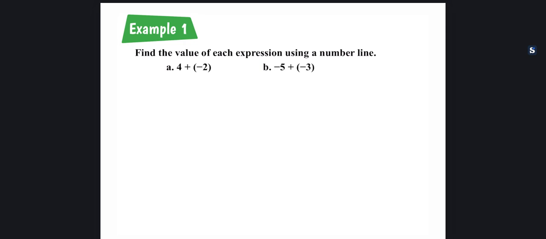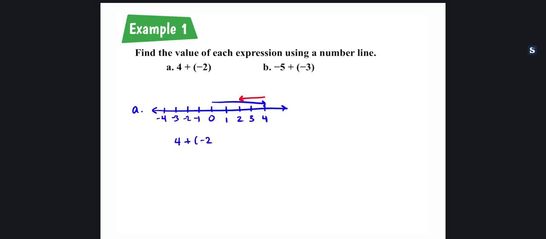Just a quick note. Parentheses are used to separate a negative integer from an operation when adding or subtracting. To begin, create or reference a number line with 0 at the center. Starting at 0, move to the right 4 spaces for +4. Then move 2 spaces to the left for -2. The value of 4 plus -2 is 2.